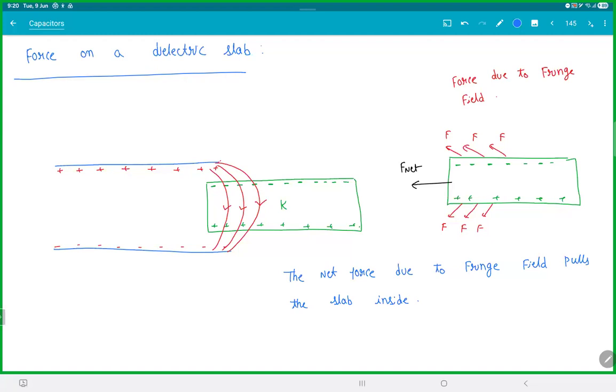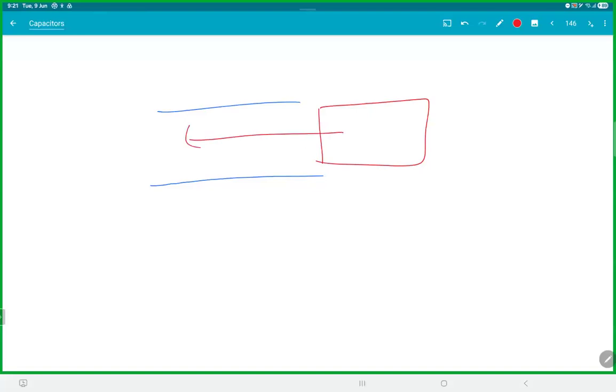So that means you have a capacitor, you take a dielectric, and you bring it a little close to the corner. Matlab, this is the plate. You bring the dielectric and just put it here and leave it. It will start going inside automatically. Without doing anything, it will get pulled inside.